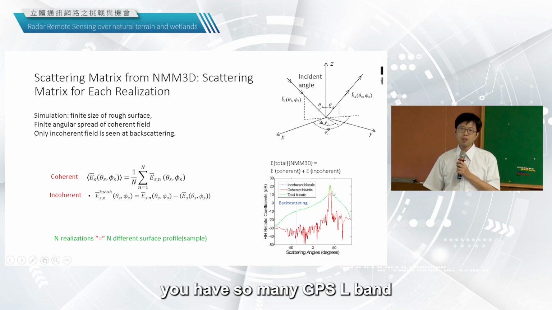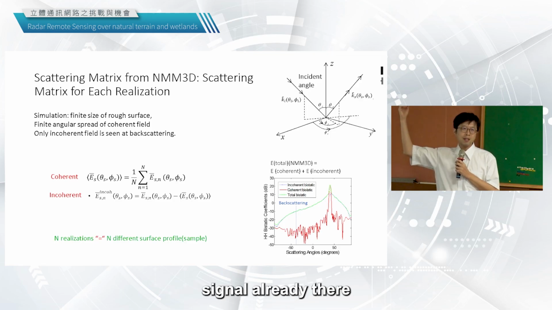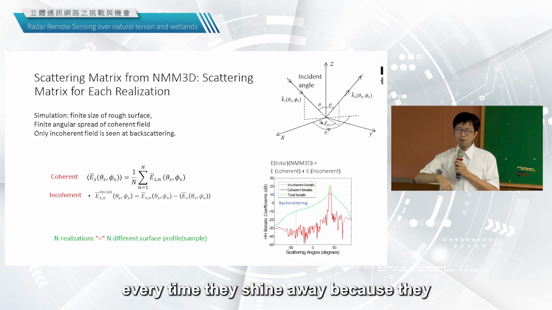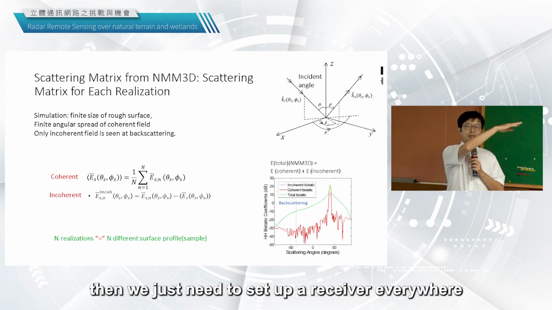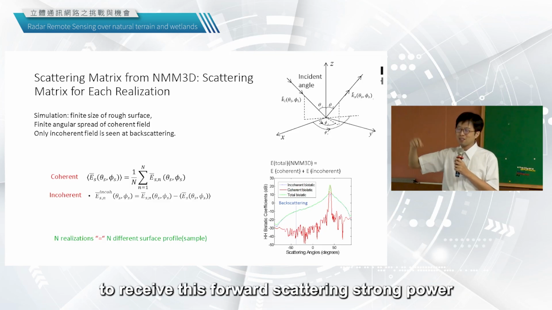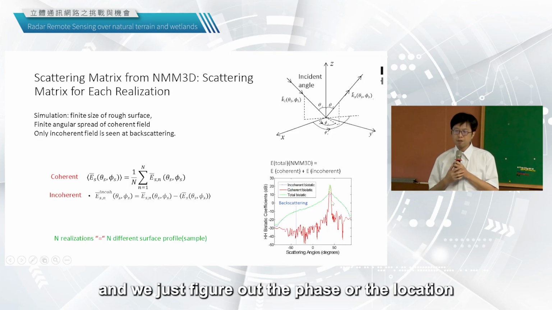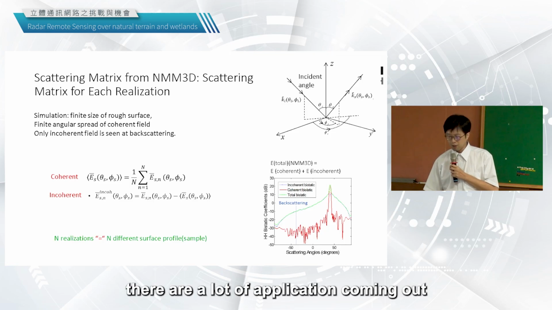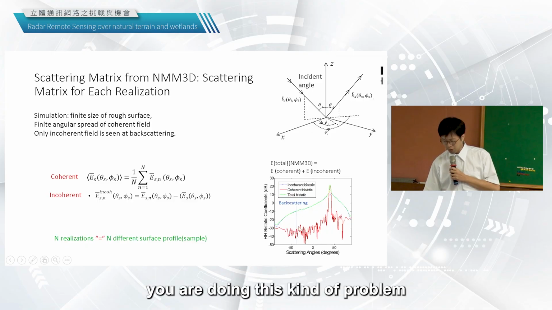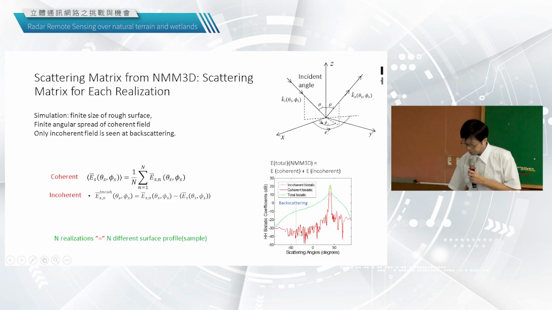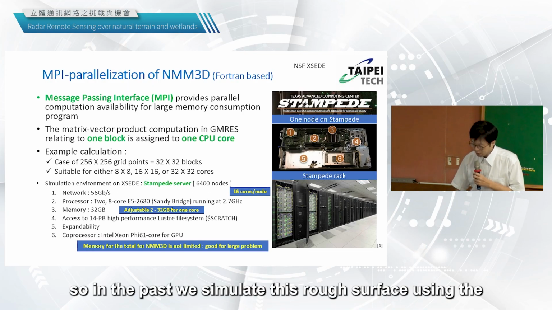You have so many GPS L-band signals already there. Every time they shine, they need to get the position. Then we just need to set up a receiver everywhere to receive this strong forward scattering power, and we just figure out the phase or the location. There are a lot of applications coming out. But my point is that if you have only one satellite, you are doing this kind of backscattering problem with a small value.